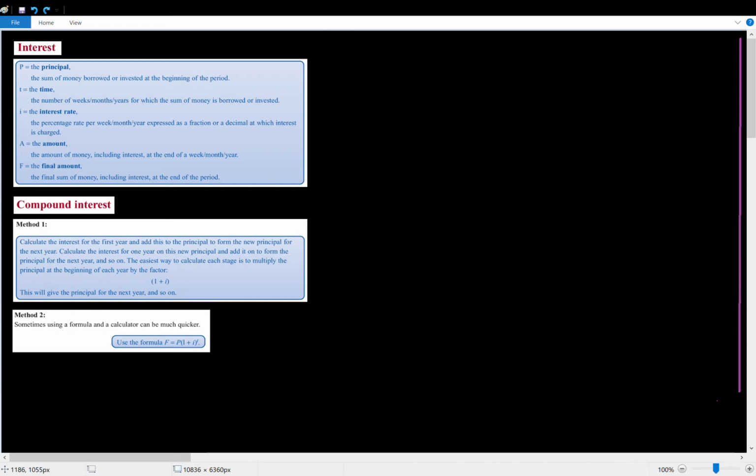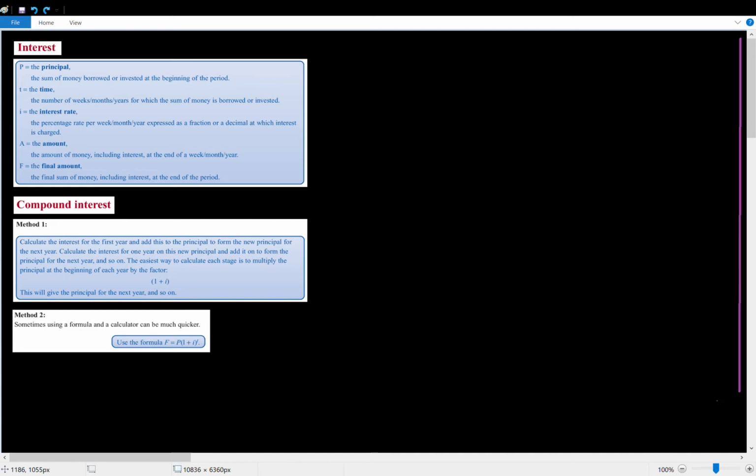A is going to stand for the amount. That's going to be the amount of money, including the interest, that's at the end of a given week or month or year. And F is going to stand for the final amount. It's the final sum of money, including interest, at the end of the given period.